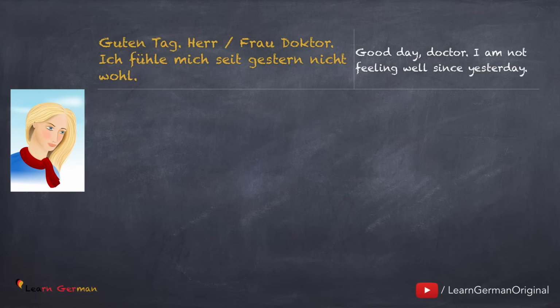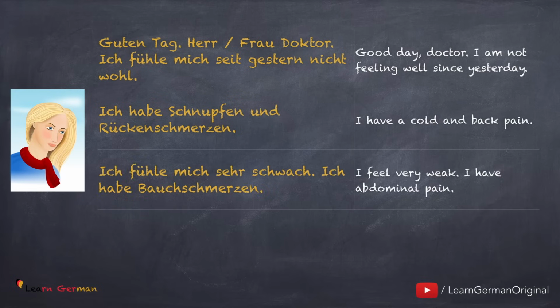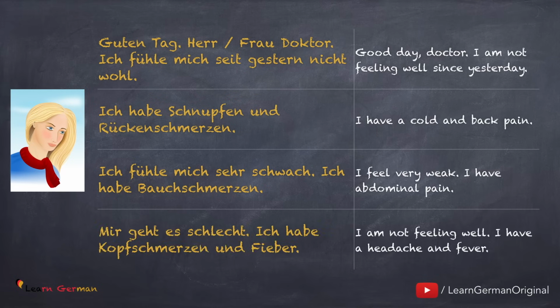Now let's see what could you say as a patient. Guten Tag, Frau Doktor. Ich fühle mich seit gestern nicht wohl. Oder ich habe Schnupfen und Rückenschmerzen. Oder ich fühle mich sehr schwach. Ich habe Bauchschmerzen. Oder mir geht es schlecht. Ich habe Kopfschmerzen und Fieber. Well, depending on the condition you are in, you could say anything. If you have revised lesson 43, then you have a lot of other variations that you could use here.